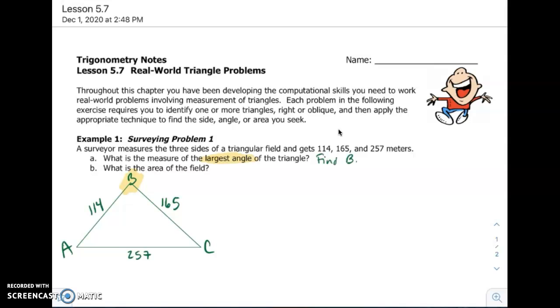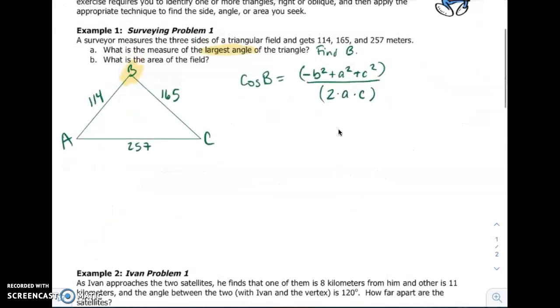All right, so to do that, I'm going to use law of cosines because in order to use law of sines, I would need opposites. I would need some sort of angle here, and I don't have that. Because I have side, side, side, I'm going to have to use law of cosines. I'm going to use law of cosines where the angles have been solved for. So I'm going to use cosine B equals negative b squared plus a squared plus c squared divided by 2 times a times c. And when we plug in our numbers, we're going to put parentheses around the numerator and denominator when we plug that in.